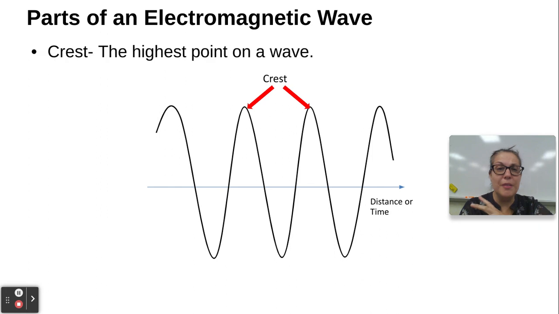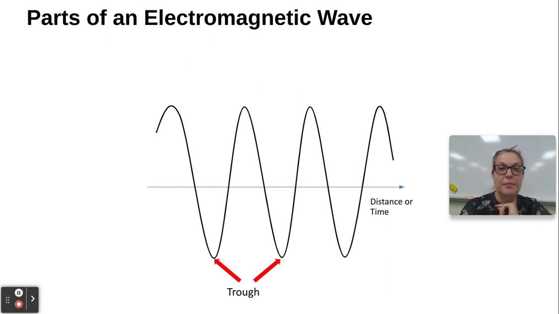So the first part of a wave we're going to talk about is the crest. The crest is the highest point on a wave. We have a crest here on the left. It's the highest point. Then the two in the middle, as I already have labeled, and then the one over here on the right. So the highest point on a wave, crest.